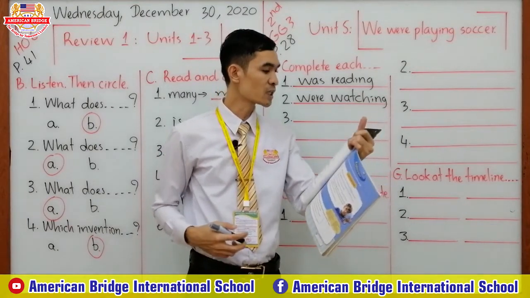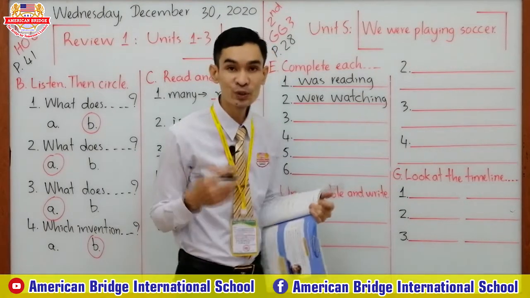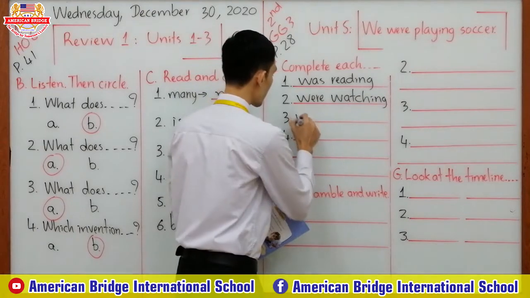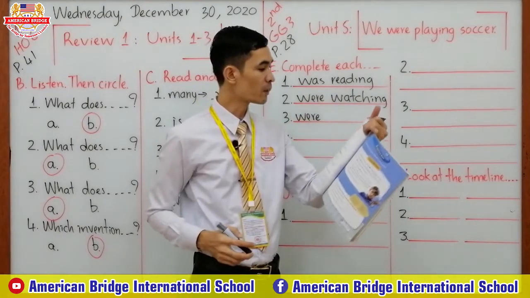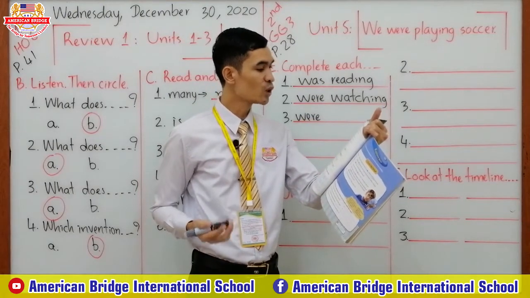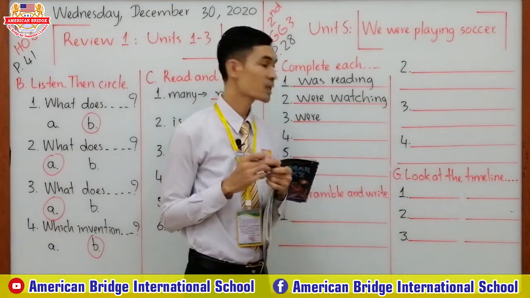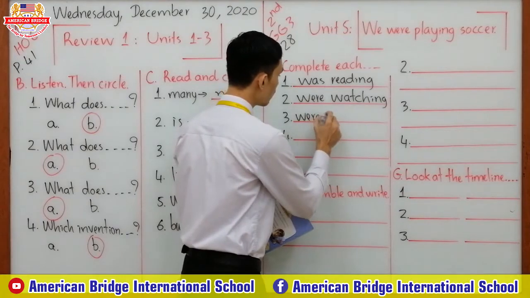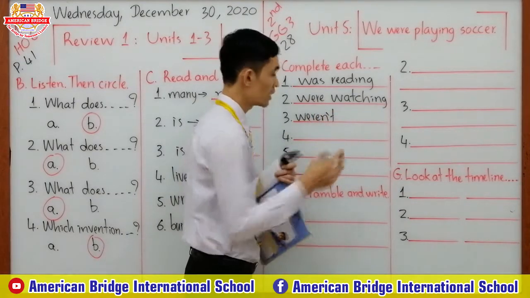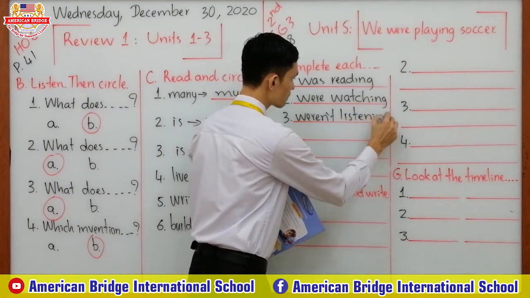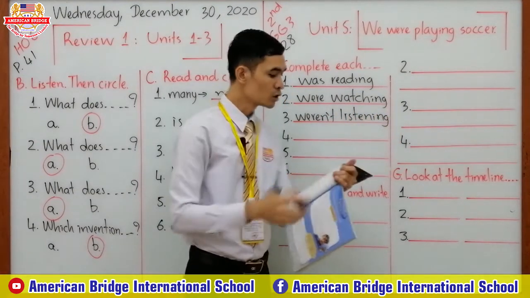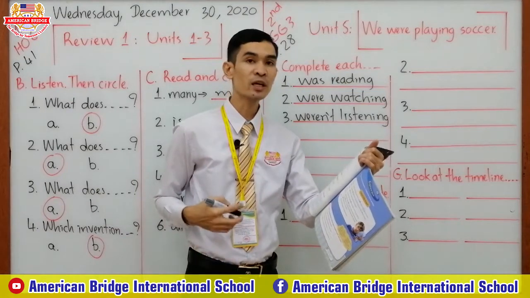Okay, so now let's continue to number 3. You use with were, right? Okay, you use with were. How about the verb in the brackets? Not listen. Okay, not listen. So were you change to weren't. Okay, weren't. Listen you change to listening, right? You weren't listening to me.